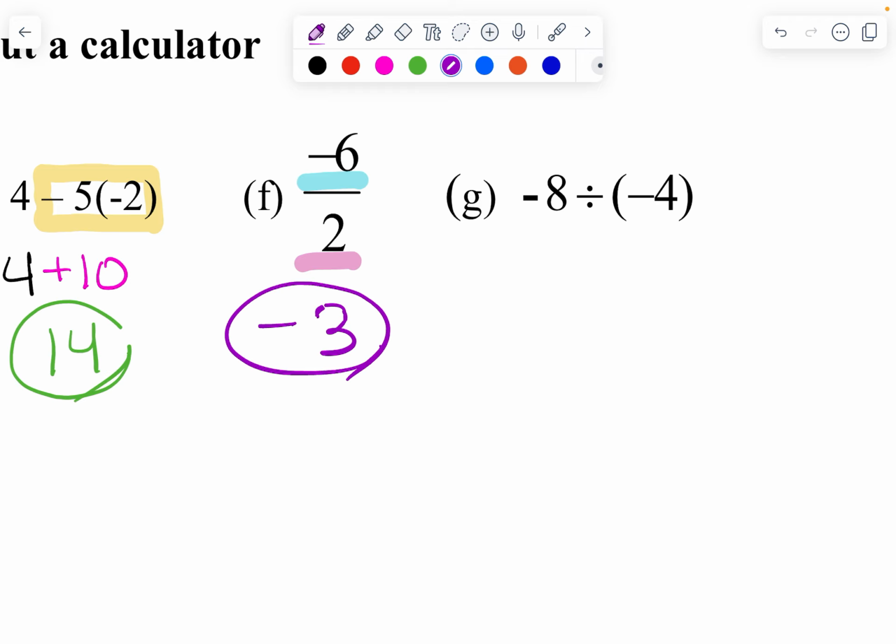And whether you have part F with the fraction bar or part G with the division symbol, they mean the exact same thing. The only difference between part F and part G is in part G, both of my numbers are negative, which means my answer is actually going to be positive. 8 divided by 4 makes 2, and that should be it.